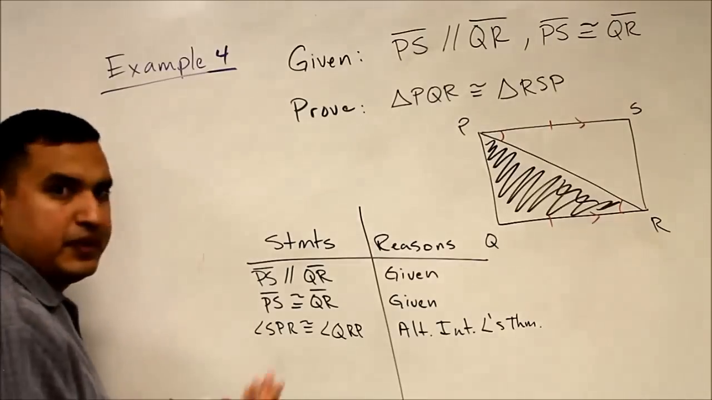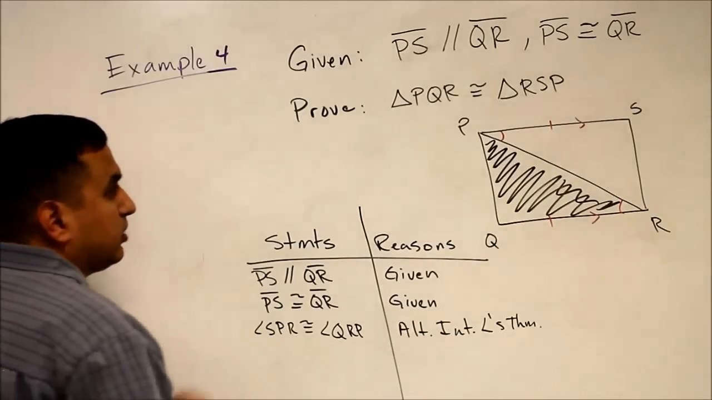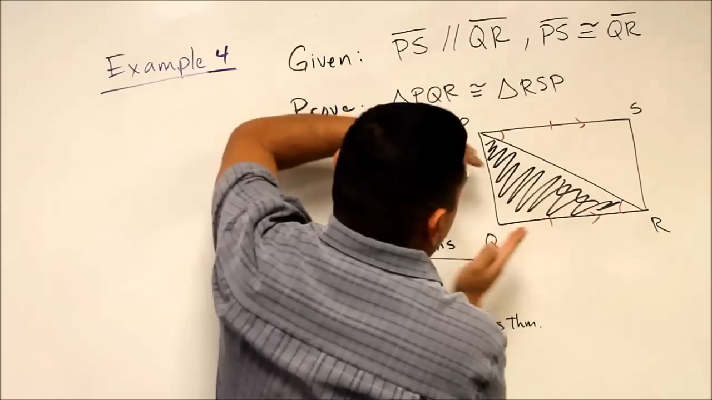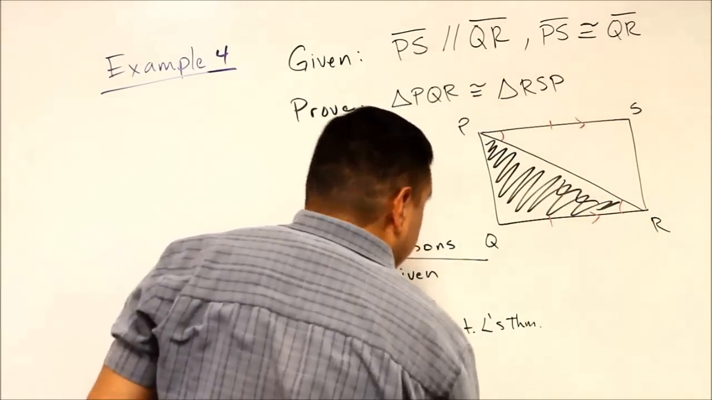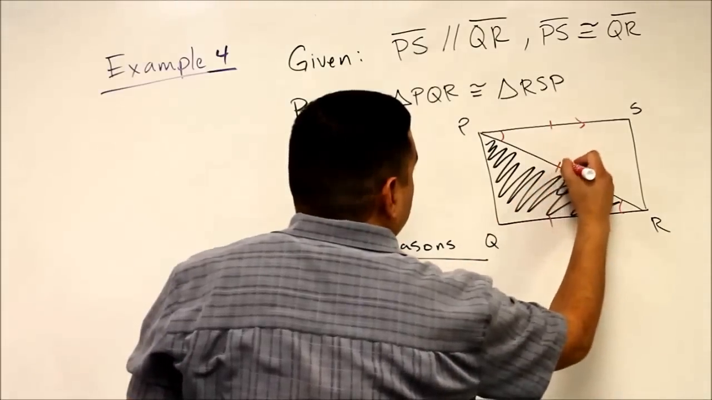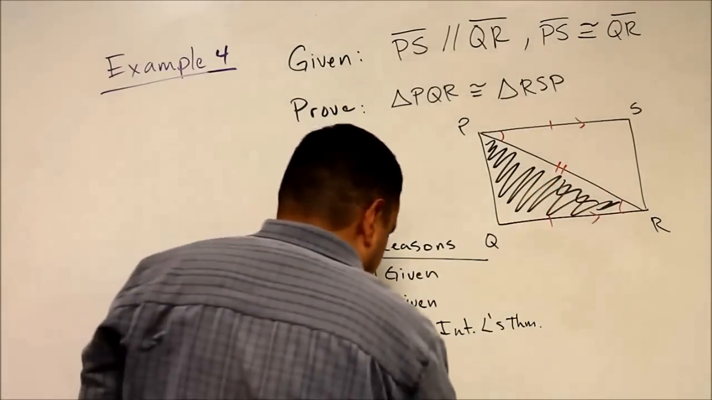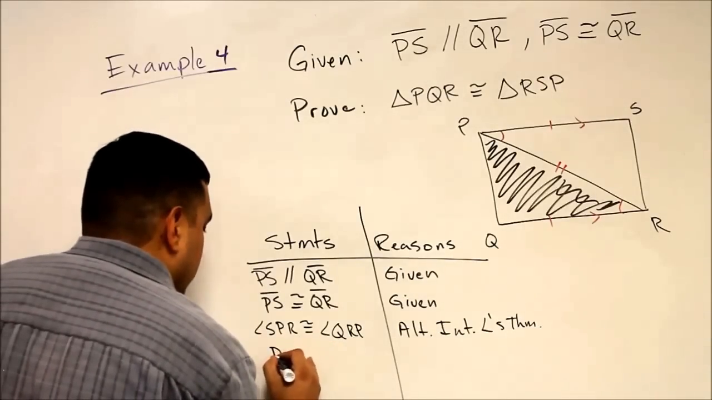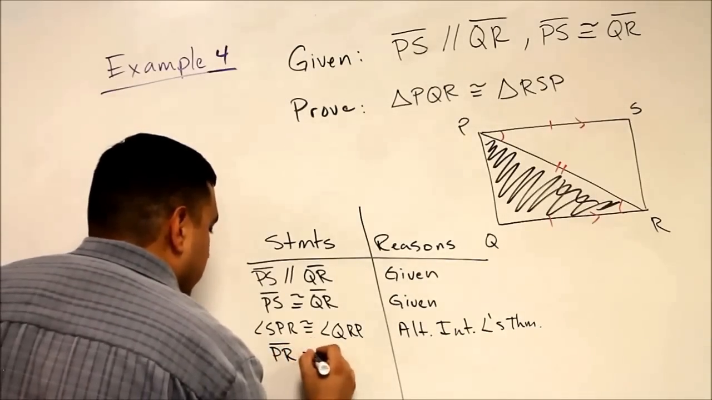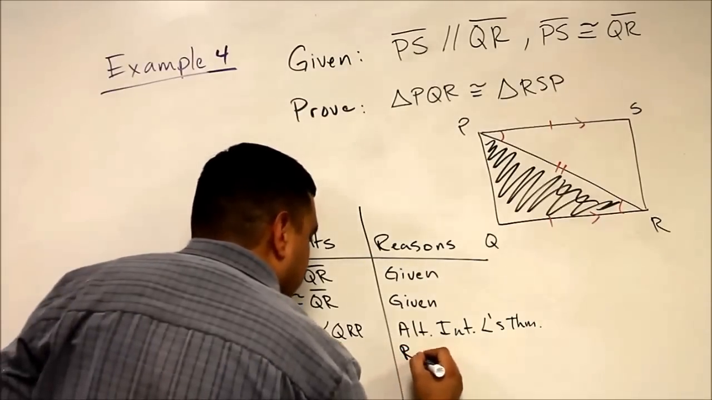Okay, so I have a side and an angle. I need my second side. If I'm looking at where that angle connects, I'm looking at this segment PR, which is here. And I know it's congruent to itself because of the reflexive property. So I know segment PR is congruent to segment RP. That would be the reflexive property.